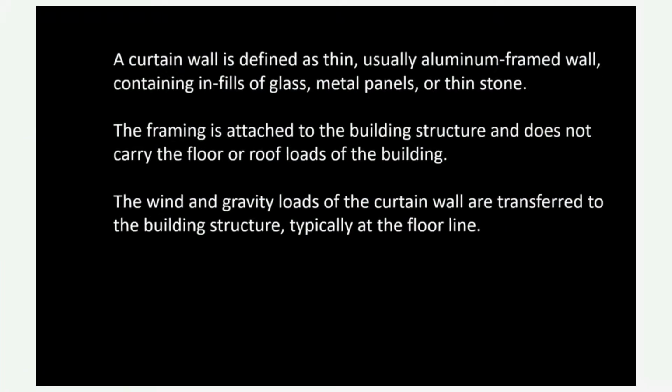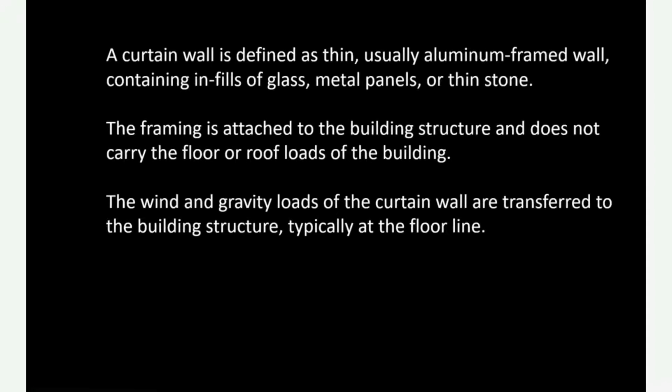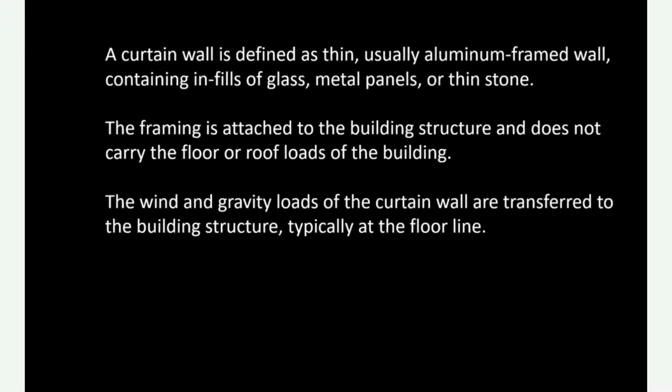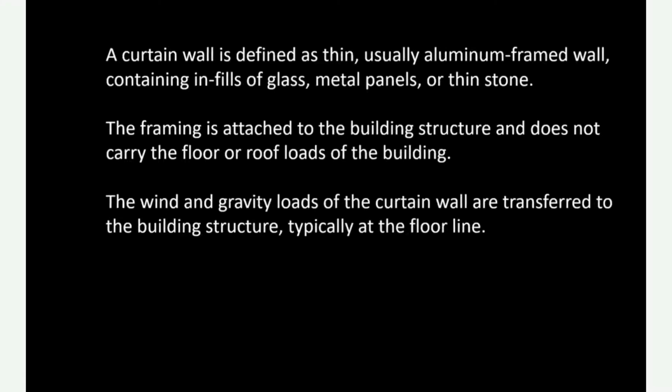So let's just talk about what a curtain wall is. A curtain wall is defined as a thin, usually aluminum framed wall containing infills of glass, metal panels, or thin stone. The framing is attached to the building structure and does not carry the floor or roof loads of the building. The wind and gravity loads of the curtain wall are transferred to the building structure, typically at the floor line. What does all of this mean?